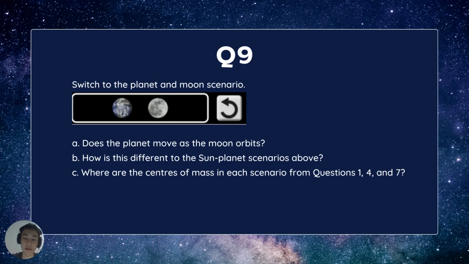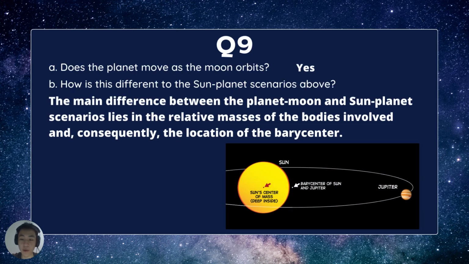So here we start the very first section of question 9. Does the planet move as the moon orbits? I would say yes. This movement is due to the gravitational interaction between the moon and the planet. And also, according to Newton's third law of motion, every action has an equal and opposite reaction. This means that while the moon is attracted toward the planet by gravity, at the same time the planet is also attracted toward the moon with an equal force.